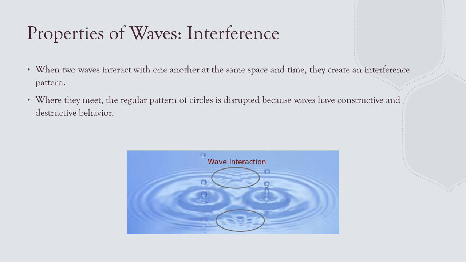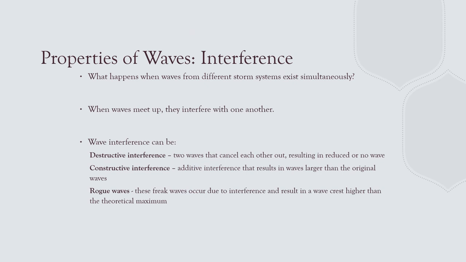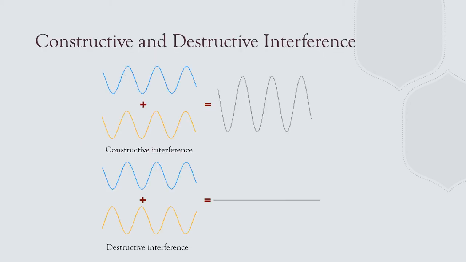Waves interact. When they are in phase, they can build each other up. When they're out of phase, they can cancel each other out. Areas where waves interact tend to be more turbulent, less predictable. We call that interference. Destructive interference is canceling each other out. Constructive interference is adding each other up. And these turbulent areas often lead to rogue waves where you have unpredictable wave heights causing damage. So this little graphic shows you building waves up in constructive interference or breaking waves down as in destructive interference.